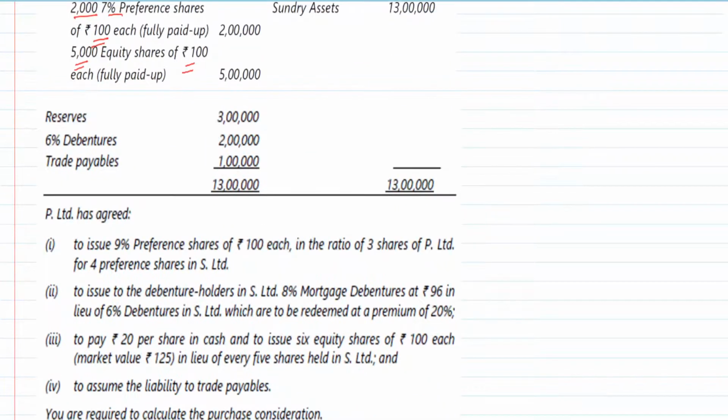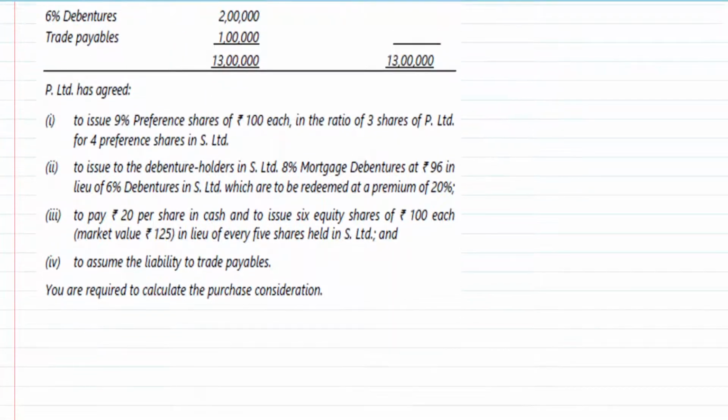They are saying P Limited has agreed to issue 9% preference shares of rupees 100 each in the ratio of 3 shares of P Limited for 4 shares in S Limited. So share exchange ratio is given for the preference shares, 3 shares for 4 shares. So 3 by 4, that's the share exchange ratio. You are paying this to preference shareholders, so it will form part of purchase consideration.